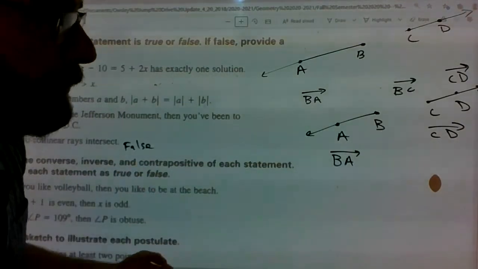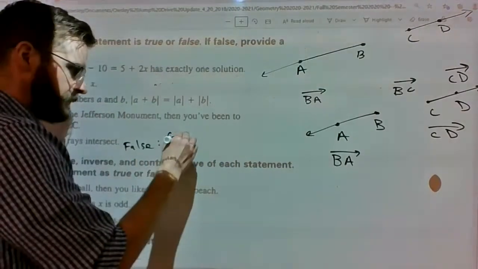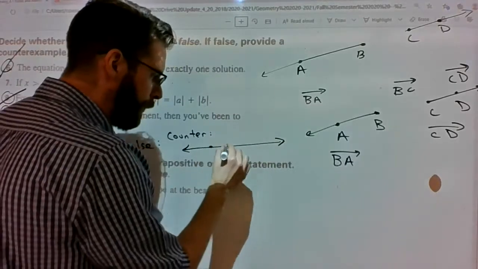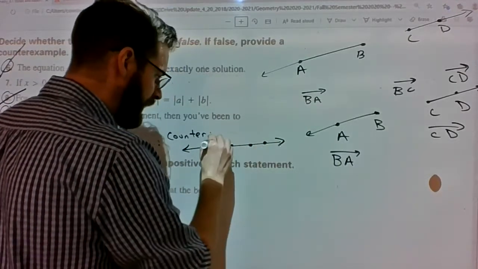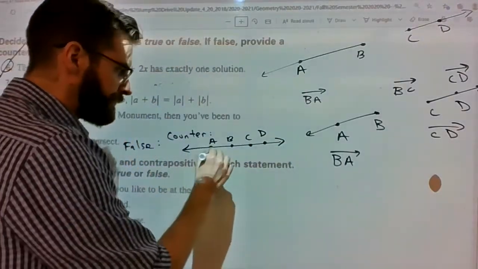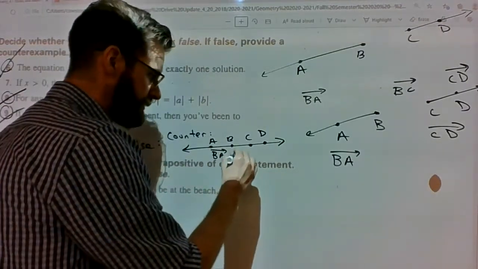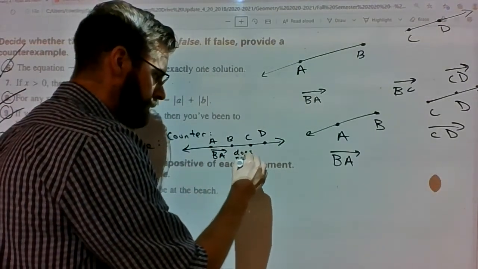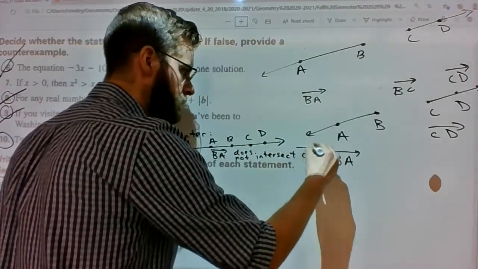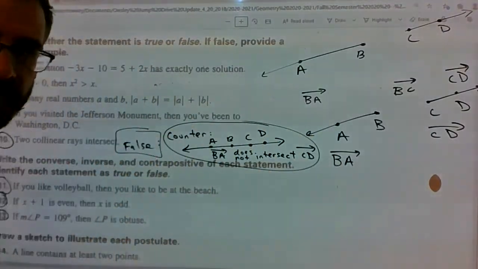What's my counterexample? It's this right here. My counterexample is to draw a line with 3 points on it. A, B, C, D. Sorry, 4 points. And all I got to do is say the ray BA does not intersect the ray CD. So that's my answer. It's false. There's my counterexample.